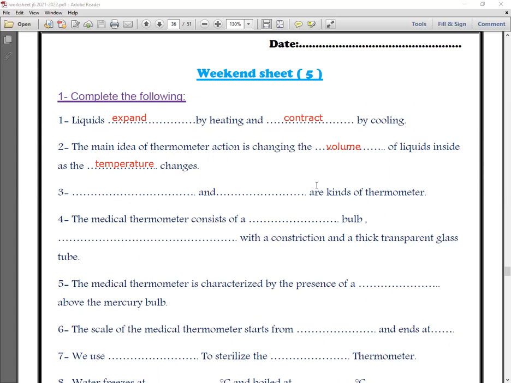Number 3, what and what are kinds of thermometer? We have 2 kinds of thermometer. Number 1, which is called the medical thermometer, and the Celsius thermometer.